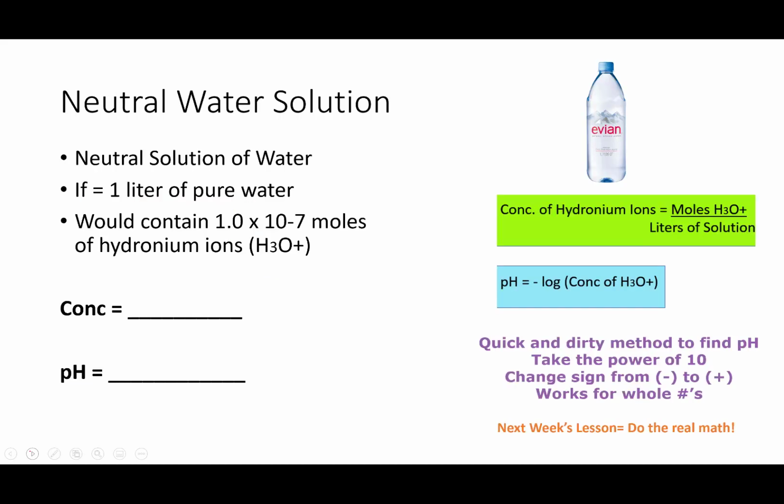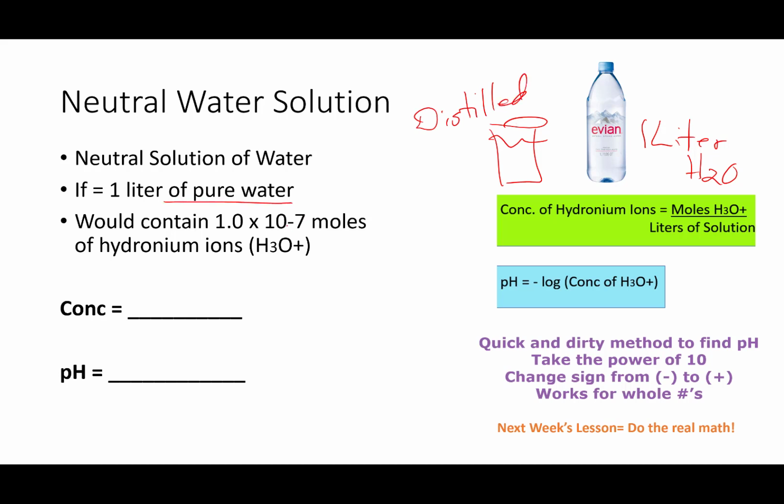So let's go through some examples. Let's say I had 1 liter of water. And I put bottled water up here, but I'm talking actually about distilled or deionized water. And if I had 1 liter of pure water, in it, there would be 1 times 10 to the negative 7 moles of hydronium ions. So the concentration, looking at this equation, would be 1 times 10 to the negative 7 moles per liter.